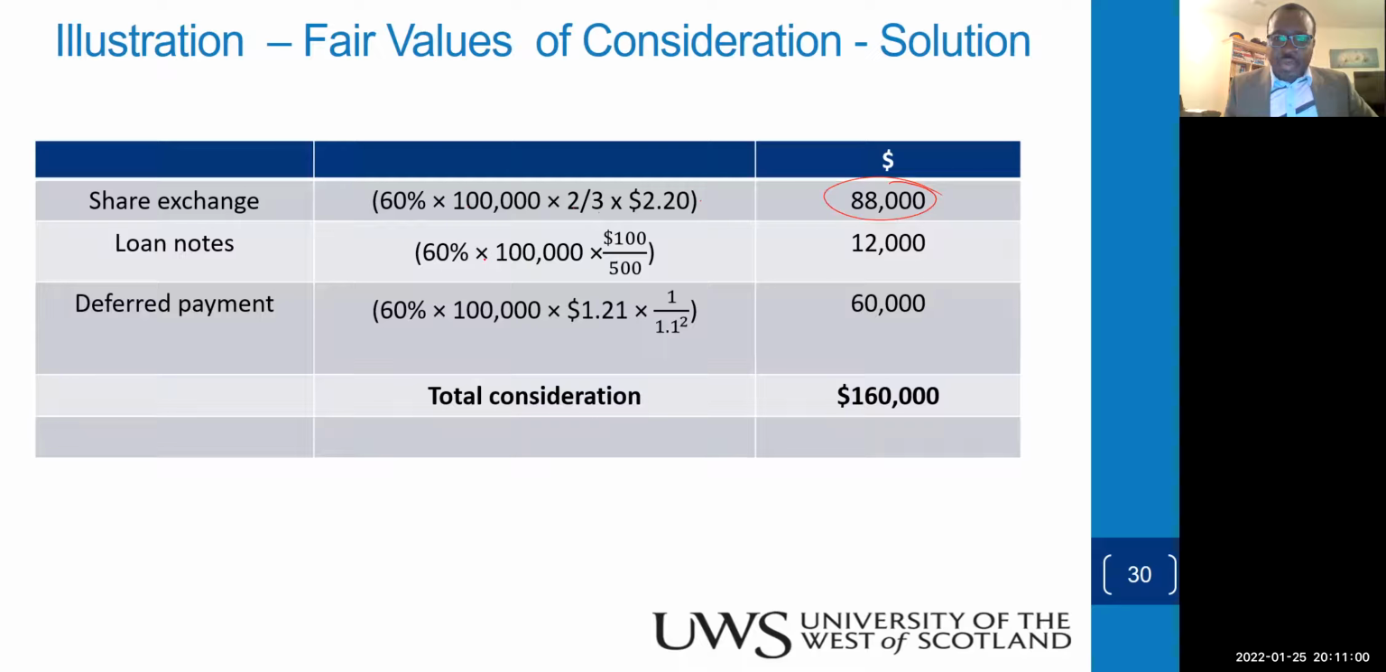For the loan, every 500 shares will give you 100, 100 for 500 times our shareholding, and then it gives you 12. And then for the deferred cash, we'll give you 1.21 for the total shareholdings. But we need to discount it at the discount factor, 1 over this. If you have the discount factor table, you can use it, otherwise you calculate it, and you get 60. So when you add everything, you get 160,000. This is the fair value of consideration that you paid, which you will use to identify the goodwill. All right, great. Let's move on.